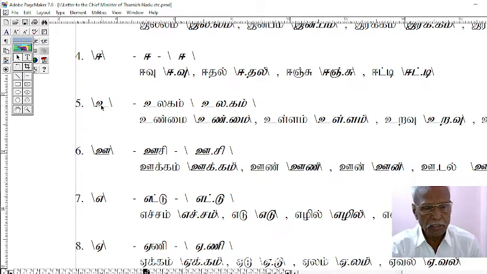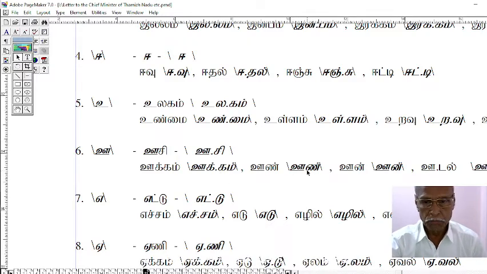The name of the fifth vowel phoneme is U. Example: உலகம், உண்மை, உள்ளம், உறவு, உரை. The name of the sixth vowel phoneme is Oo. This phoneme is the long form of the short vowel U. Example: ஊசி, ஊக்கம், ஊன், ஊடல்.